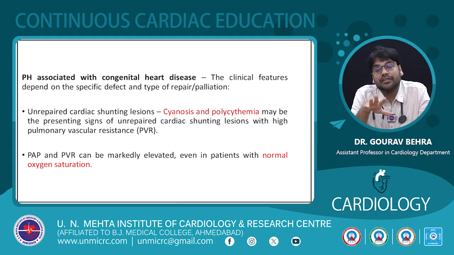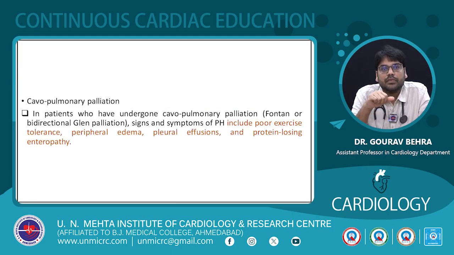So these are the patients where you will look for the value of pulmonary arterial hypertension, and you can see the saturation is normal. You can go for a cath study of those patients and label the patient operable or not. In that scenario, this is important.